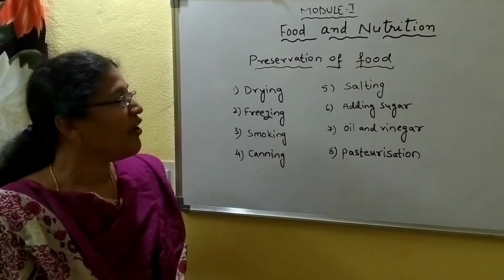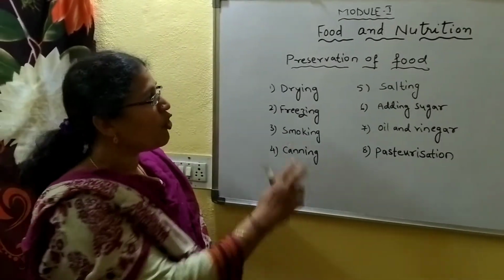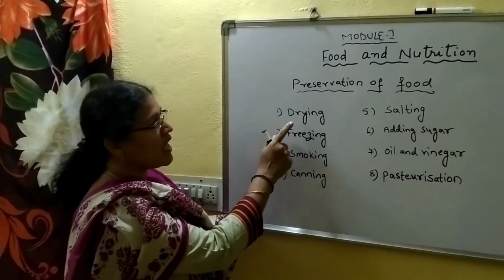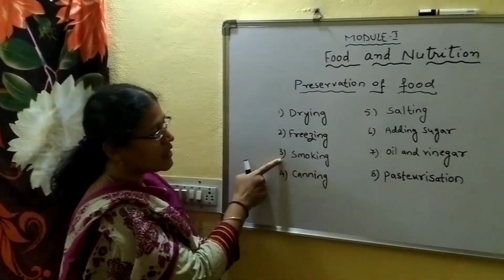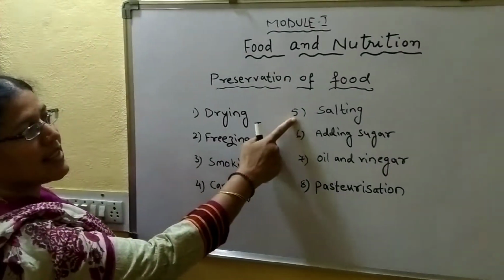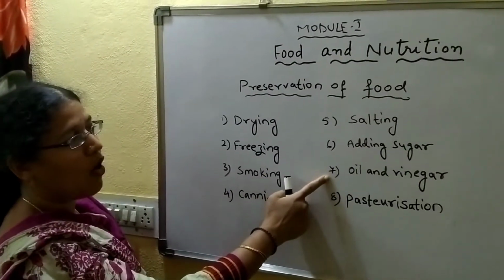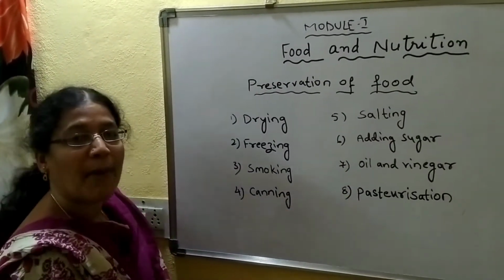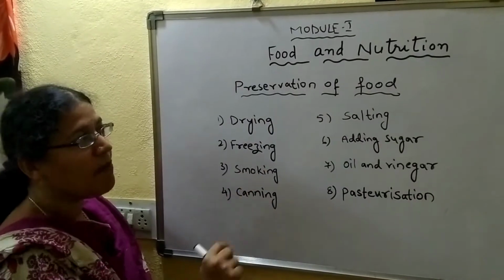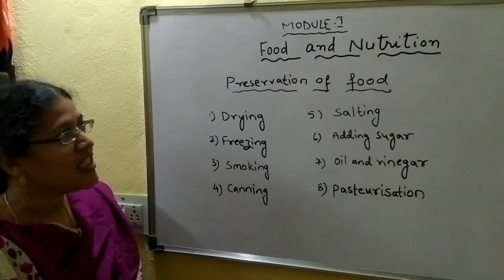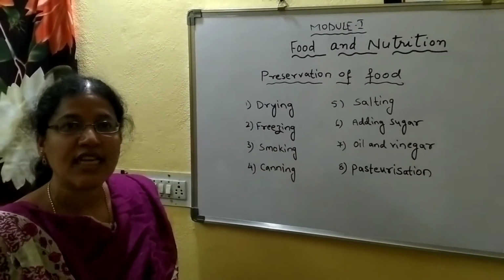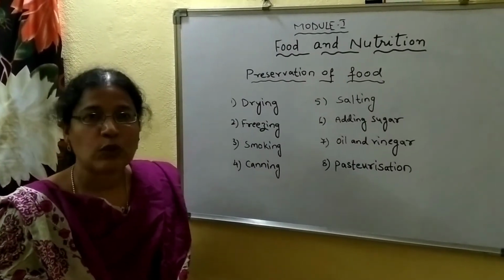Okay, here we have some food preservation techniques. Those are drying, freezing, smoking, canning, salting, adding sugar, oil and vinegar, and pasteurization. These are some preservation methods, and we will discuss them in detail with suitable examples.